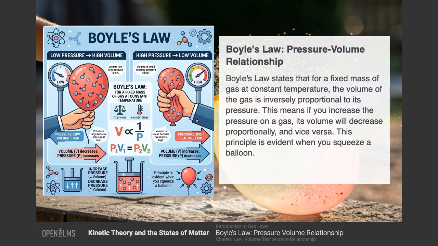Boyle's law. Pressure-volume relationship. Boyle's law states that for a fixed mass of gas at constant temperature, the volume of the gas is inversely proportional to its pressure. This means if you increase the pressure on a gas, its volume will decrease proportionally, and vice versa. This principle is evident when you squeeze a balloon.